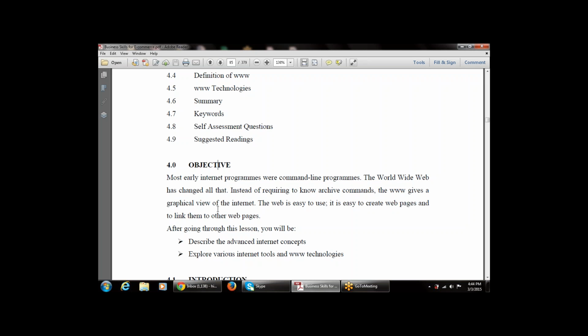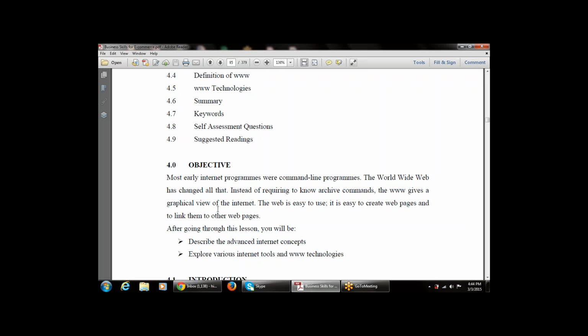So the WWW gives a graphical view of the internet. The web is easy to use. It is easy to create web pages and to link them to other web pages. Whenever we use the web, it is very easy to use, and it is very easy to create web pages with the help of the WWW and to link them to other web pages. The linking is also easy whenever we use the graphical user interface.